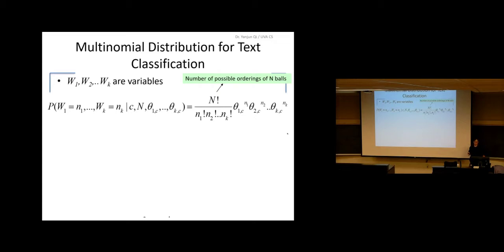We actually always remember that because for the first elementary event, the probability is theta 1 conditioned on C, and I observed it n1 times. So it's theta 1 to the power of n1. Then the second elementary event is theta 2 to the power n2, until theta k to the power of nk. And I hope you remember this term: this is the possible ordering, and the factorial over all the other factorials, because we don't care about the ordering.